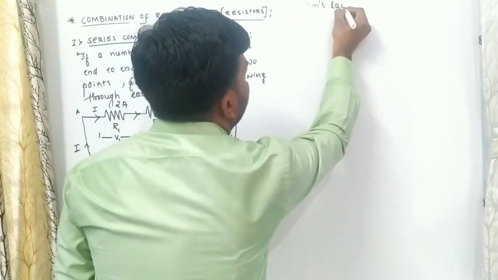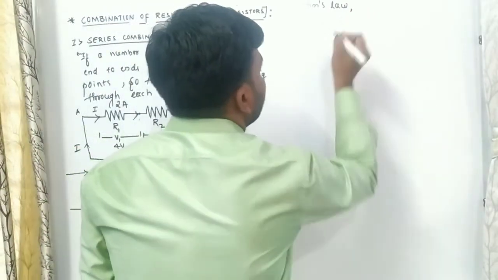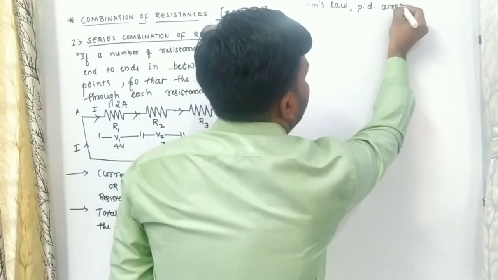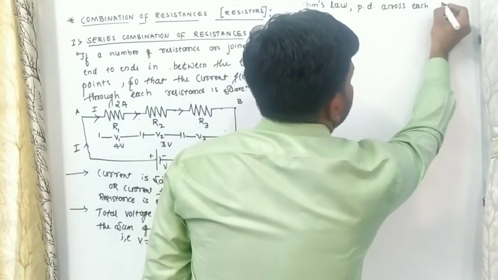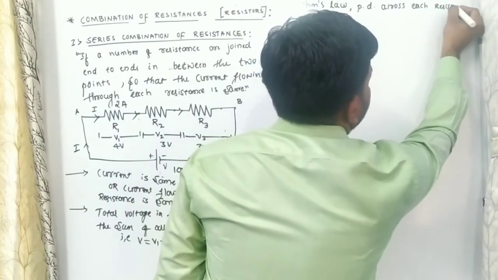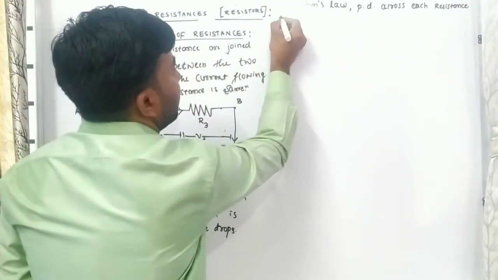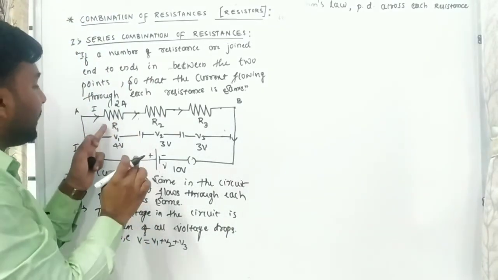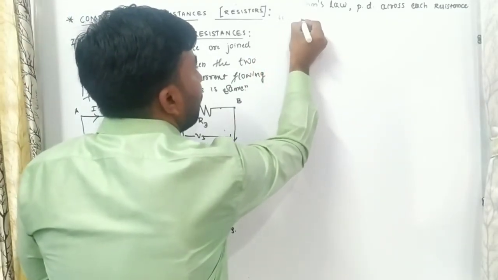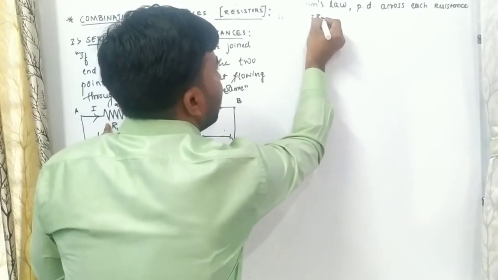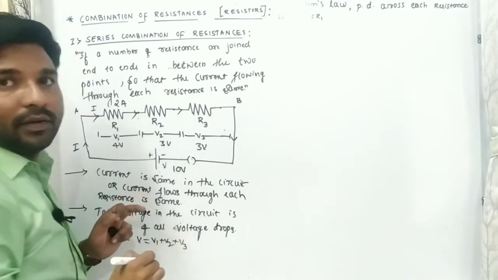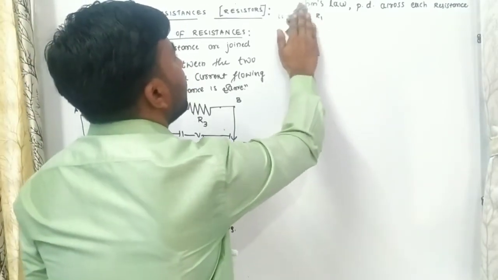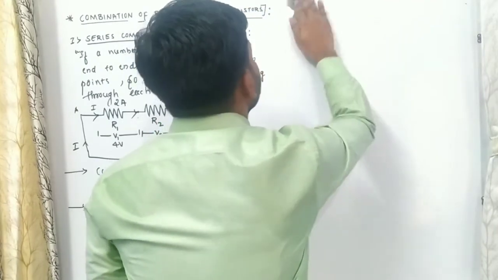By Ohm's law, the potential difference across each resistance is, apply Ohm's law to this one resistance R1, you will get V1 is equal to I into R1. Okay, I into R1. So let us write this one once again.